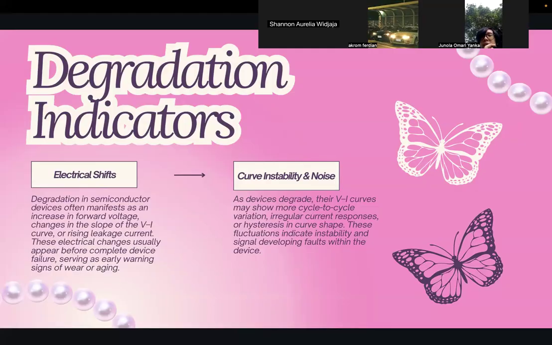And the next degradation indicator is curve instability and noise. As devices degrade, the VI curves may show more cycle-to-cycle variation, with more transient signals and more noise present, with irregular curve responses or hysteresis. And these fluctuations usually indicate that the device is unstable and there are developing faults within the device.